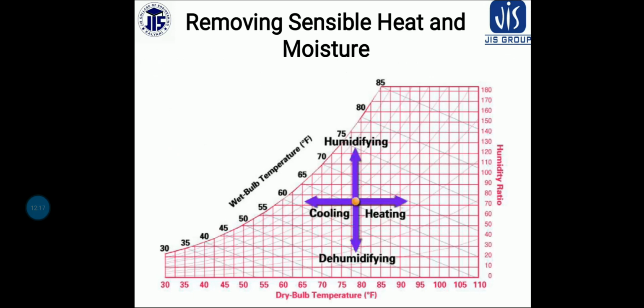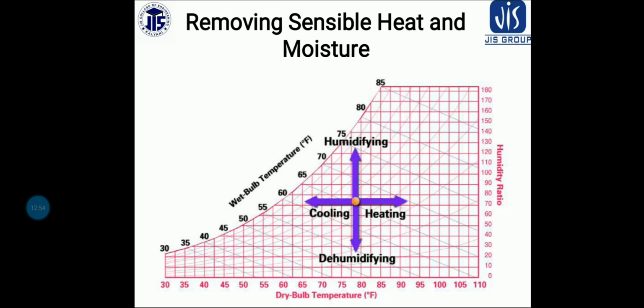Now, removing sensible heat and moisture, how can we remove it? This is the psychrometric chart where humidity ratio and dry bulb temperature are shown. The vertical axis shows the humidity ratio or specific humidity, and the horizontal axis is the dry bulb temperature scale. And the wet bulb temperature you can see here.